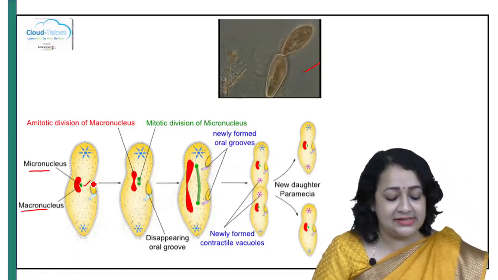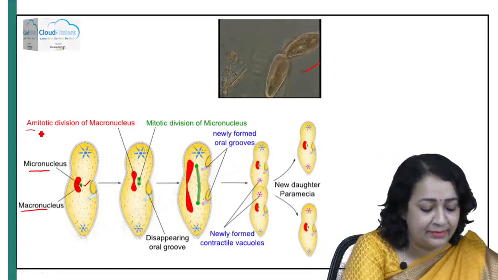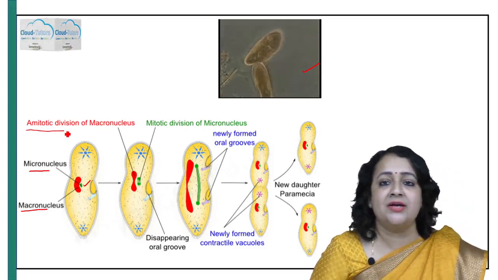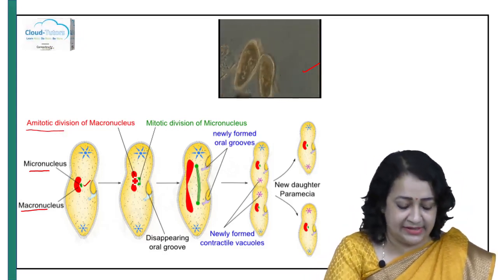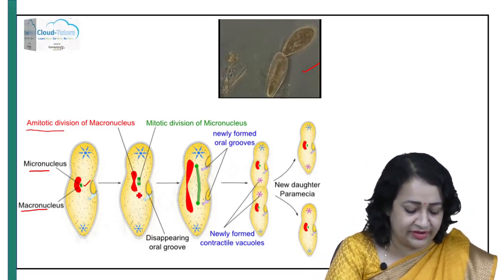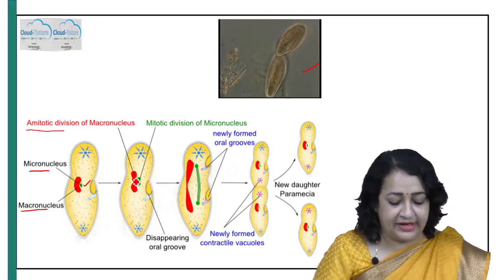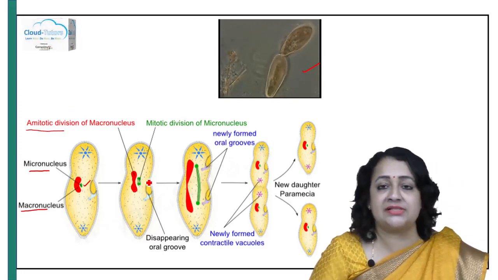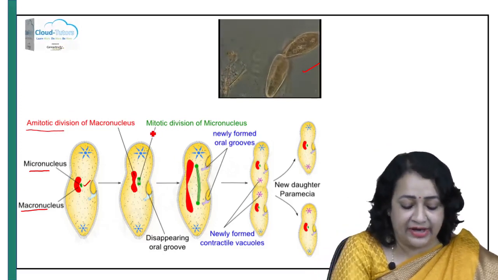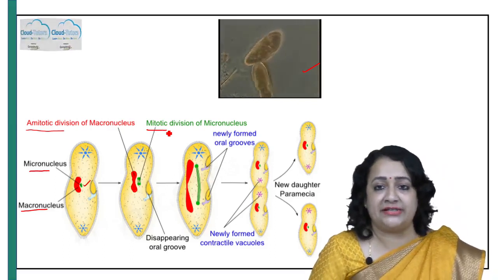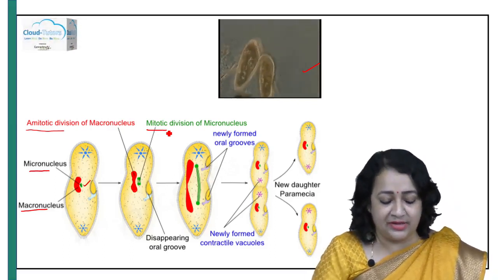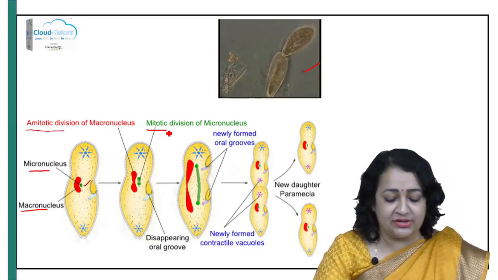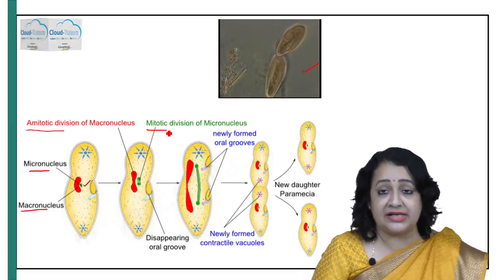Macronucleus and micronucleus. First, what will happen? Amitotic division of the macronucleus takes place. This macronucleus is going to divide first. After that, what will happen? The micronucleus is going to divide by mitotic division. That is, equational division will happen. So by mitotic division, the micronucleus is going to divide.